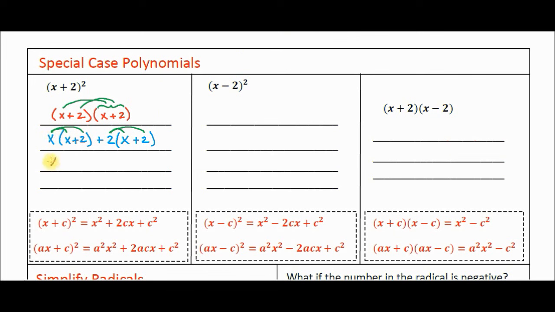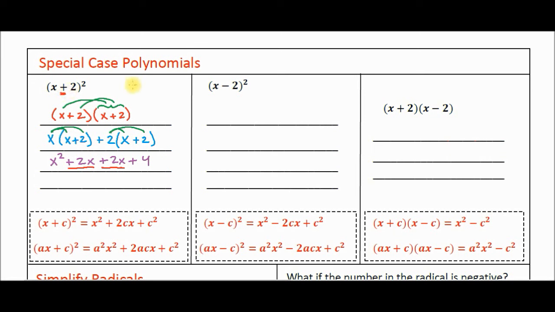We end up with x times x is x squared. X times positive 2 is positive 2x. Positive 2 times x is positive 2x. And positive 2 times positive 2 is positive 4. Now, take a look at what we just ended up with. Notice these middle two terms, plus 2x and plus 2x, they're the same. They're equal to each other, and that will always be the case when you have a binomial times a binomial, and the two binomials are identical to each other, and they have a plus sign.